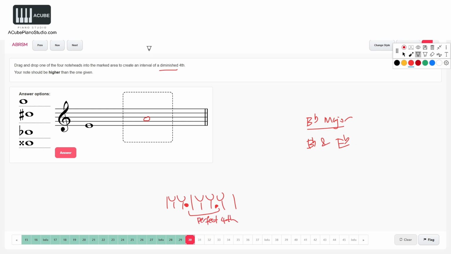Now I want diminished fourth. So diminished, it is 1 semitone closer, right? So to make it closer, it must be closer to this note. So here I should have this note here, and this note here is A flat. So therefore, this should be A flat.